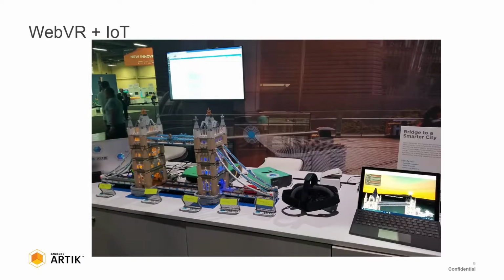So we worked with the Samsung Internet team and built a proof of concept last year. As you can see here, we have a Lego Tower Bridge, and we embedded different sensors onto the bridge. For example, we have a sensor hooked up to the bottom of the drawbridge to detect if the drawbridge is open or closed. We have a pressure sensor here on the bridge to detect the weight of passing vehicles.